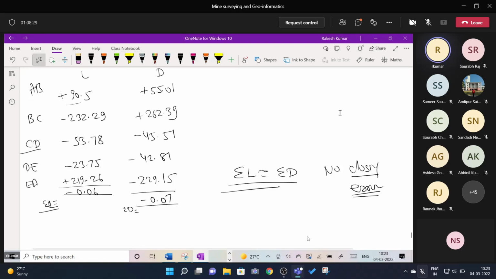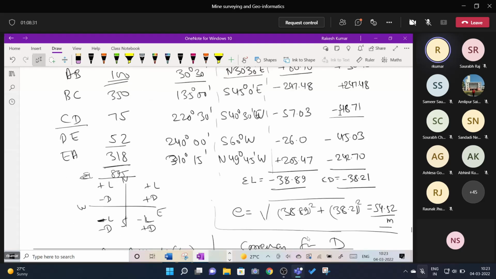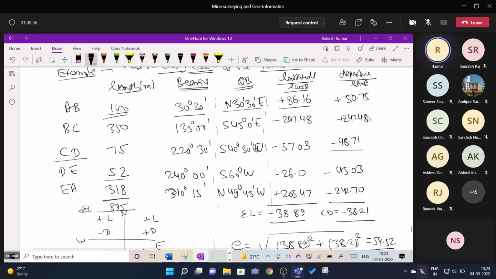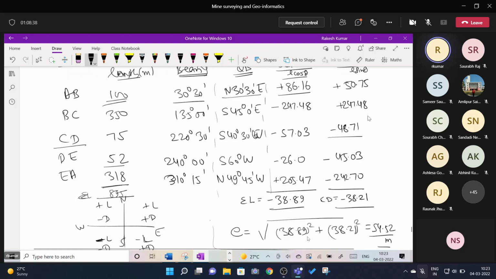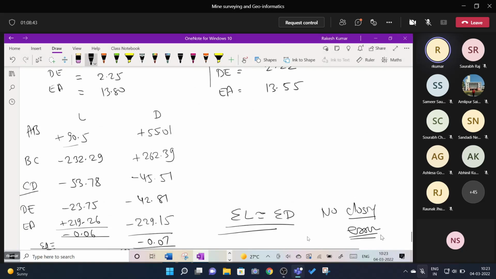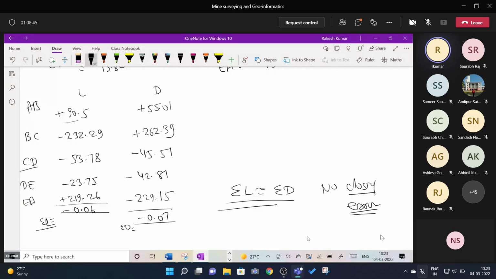Okay, and we found the closing error here. We have 54.52. In the traverse, this much of error is there. But if you correct it, then there will be no error. So by the concept of latitude and departure, we can find the closing error or we can balance our traverse also. We have to just redistribute the error. Are you getting my point?